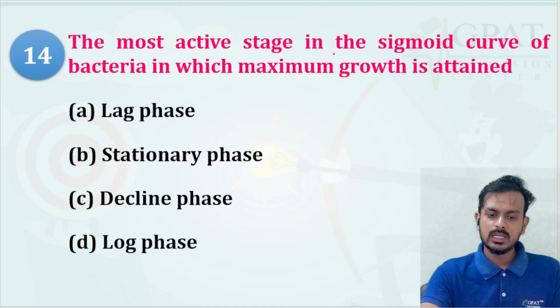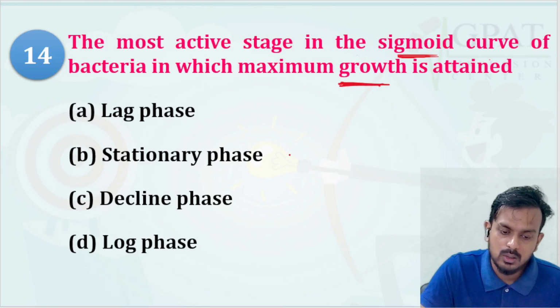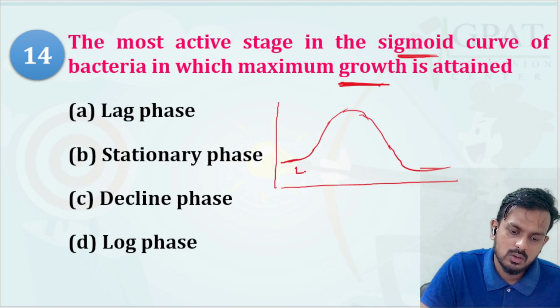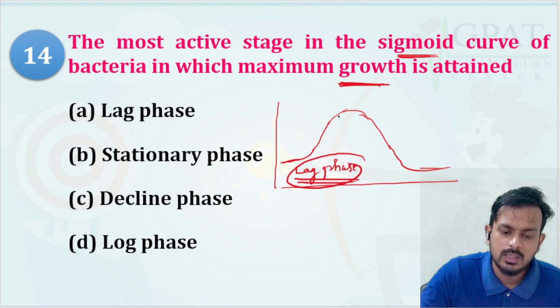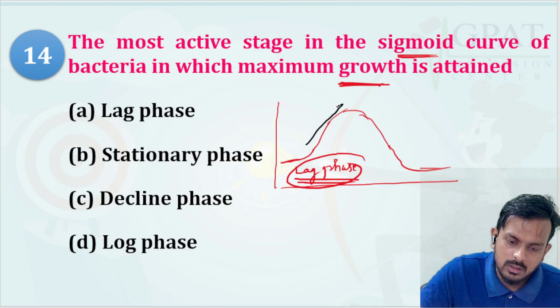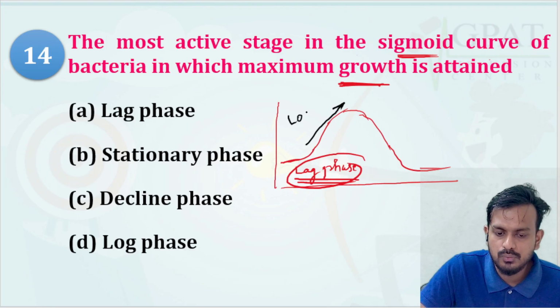Moving to the next question. The most active stage in the sigmoid curve of bacteria in which maximum growth is attained. If you remember, there is a growth curve. Our growth curve is like this. So this is called your lag phase, where there is the initial introduction of your bacteria to the culture medium. Then this exponential growth that we are finding here is your log phase.